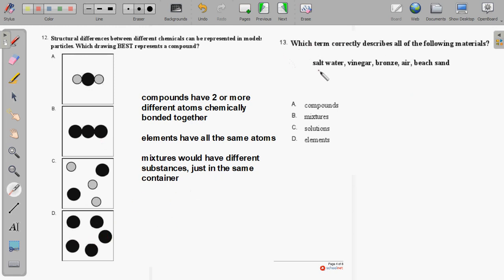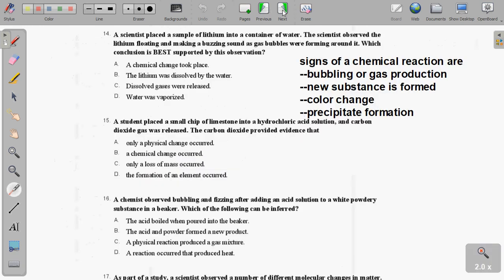So B and D are both elements because they have the same atoms. Number 13, now you might not know what vinegar and bronze are, but you should know that air is a mixture, and you should know that salt water is a mixture. Okay, so mixture would be the answer there.